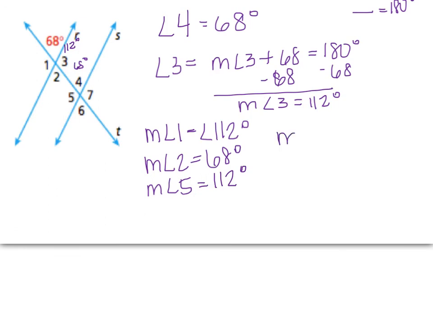Well, what about the measure of angle 6? What is that going to be? What does it correspond to? Or what is it right across? You should have come up with 68 degrees. And finally, what about the measure of angle 7? What is that going to be? You should have found 112 degrees.